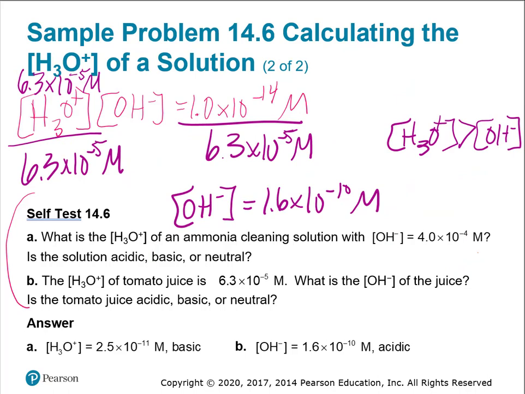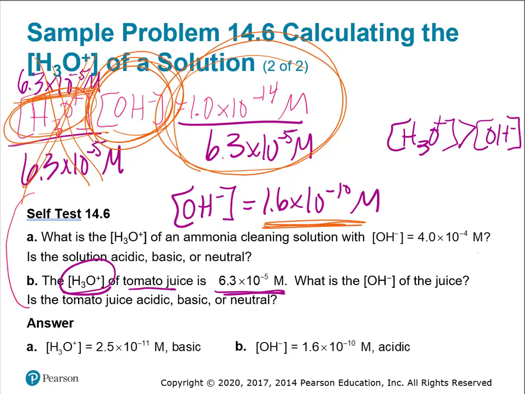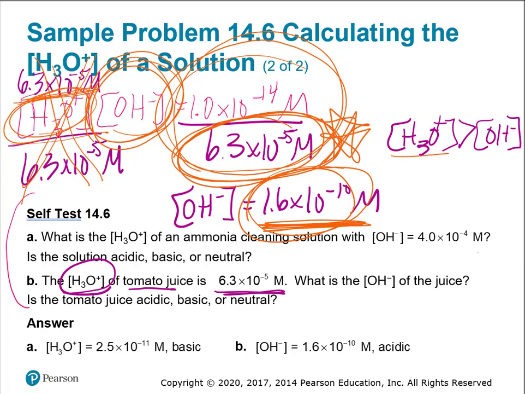In part B, we're told that the hydronium ion concentration of tomato juice is 6.3 times 10 to the negative 5th. So up here, I use that same equation. We're told H3O plus is 6.3 times 10 to the negative 5th, so I divided both sides by that number to cancel that out, leaving me with only OH minus is equal to, plug this into our calculator, 1 times 10 to the negative 14th divided by 6.3 times 10 to the negative 5. And my calculator tells me that it's 1.6 times 10 to the negative 10th. Look at it. This number compared to this number, and this is greater. The H3O plus concentration is greater, so it is acidic.